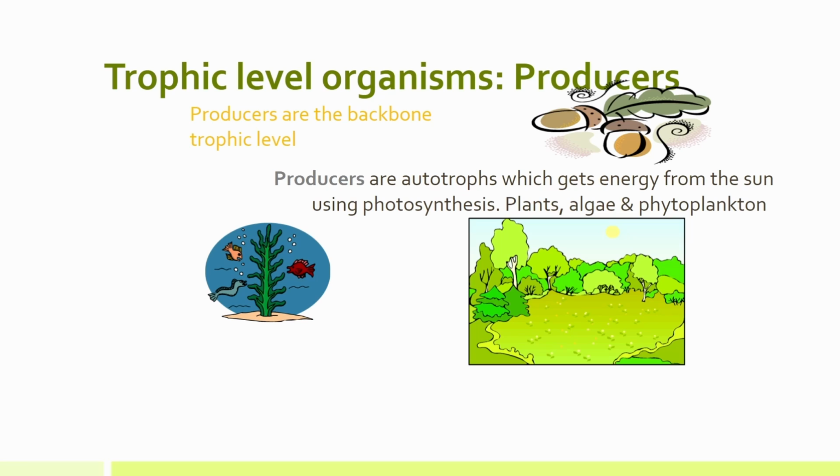So let's just briefly talk about each level. So trophic level organisms, let's start with the producer. Producers are the backbone of the trophic levels. Producers are autotrophs, they make their own energy from sunlight, and they oftentimes can perform photosynthesis, a process where you create chemical energy from sunlight. So that makes sense. Plants, algae, phytoplankton, especially phytoplankton, are responsible for this process of photosynthesis, which has a byproduct of producing oxygen.